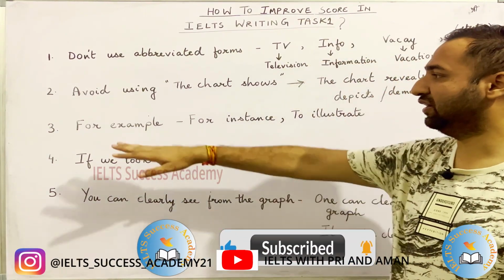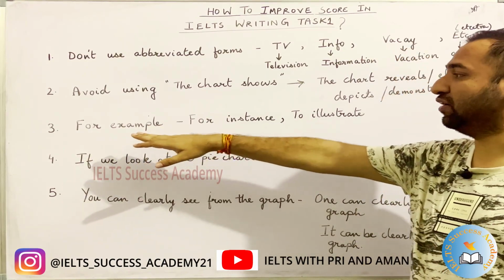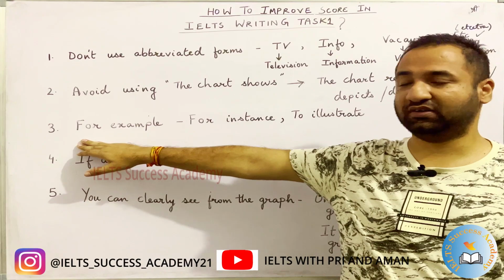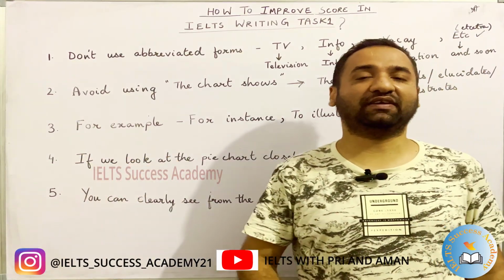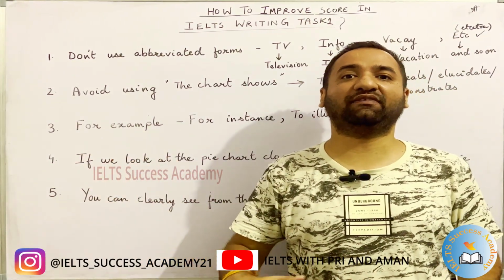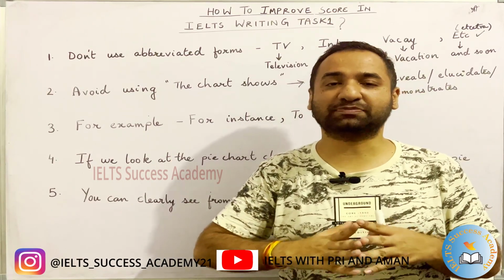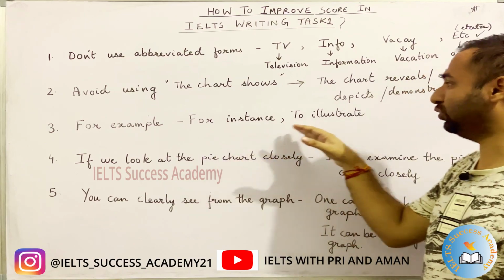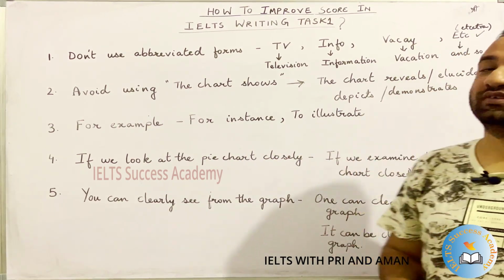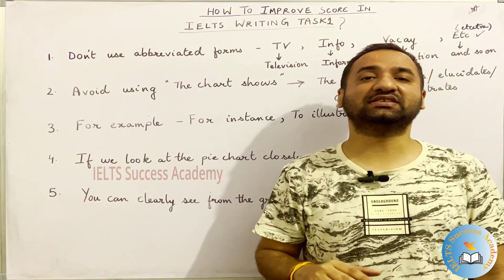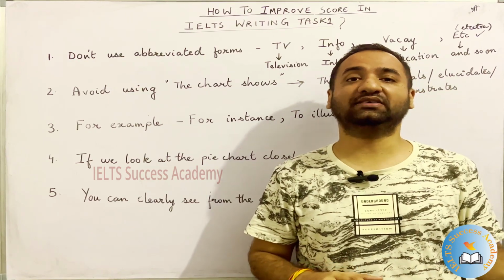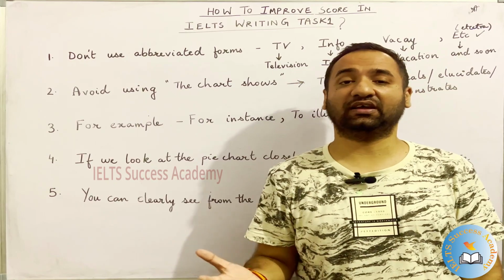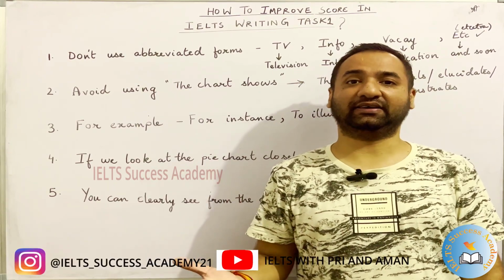Okay? Again, third one is try to avoid using for example. Whenever you are giving an example, whenever you are expanding your opinion, try to use for instance to illustrate. Again, this showcases that a writer is not a band 6 writer, he is a band 8. His writing skills are actually a band 8.